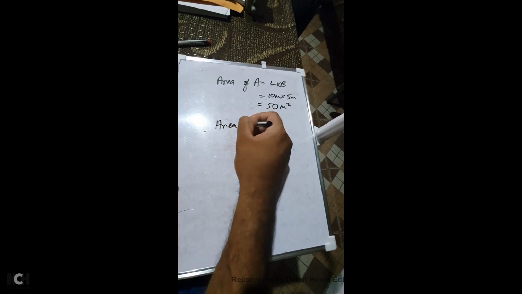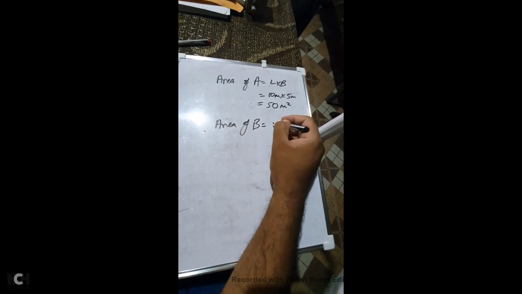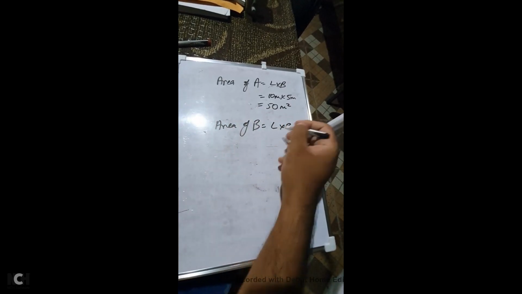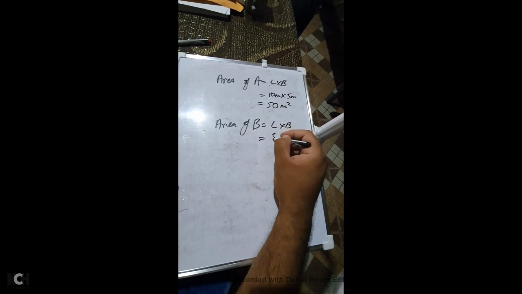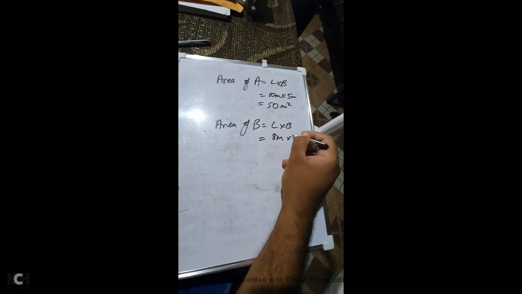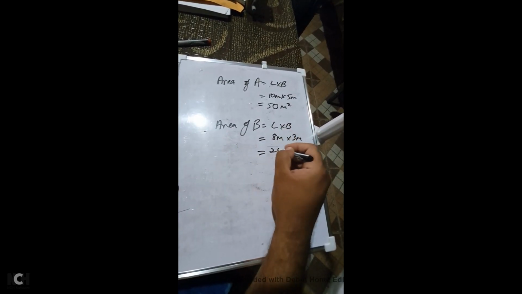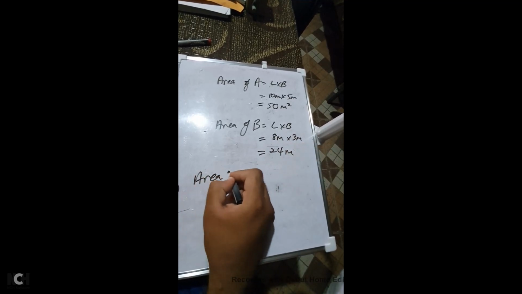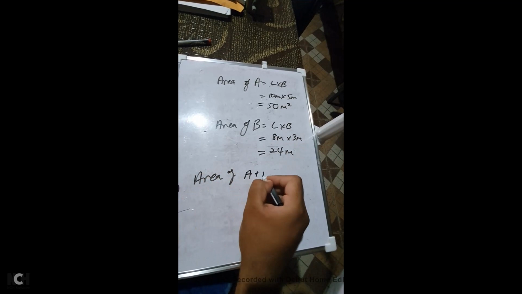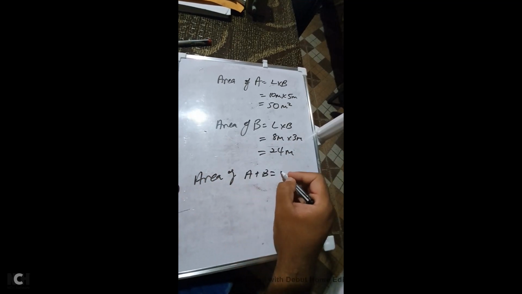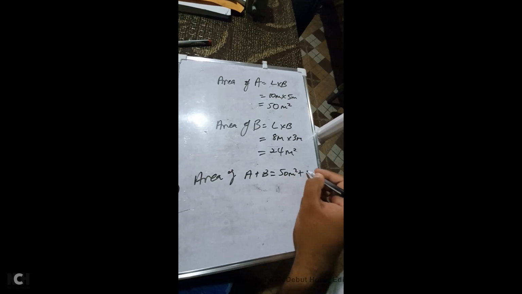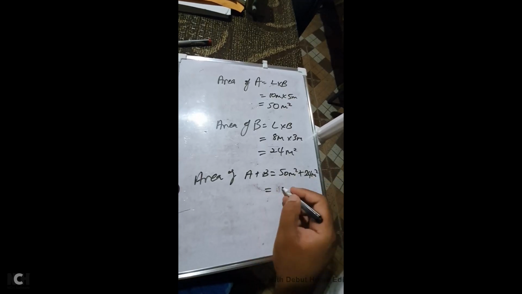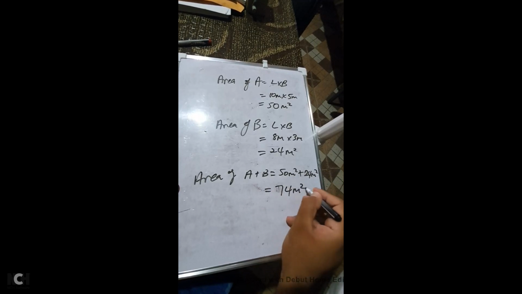And then, of course, the area of B is length by breadth. Formula always goes first. The length is 8 meters multiplied by 3 meters, which is 24 meters squared. So the area of A and B will be, of course, in meters squared. 50 meters squared plus 24 meters squared, which will give us 74 meters squared.